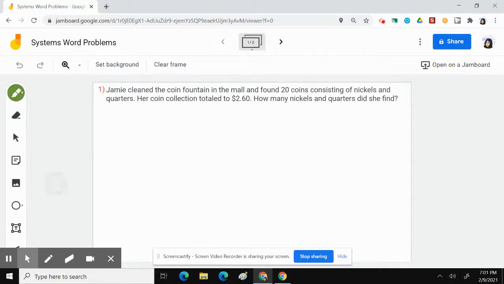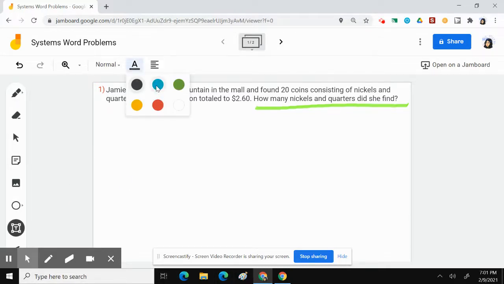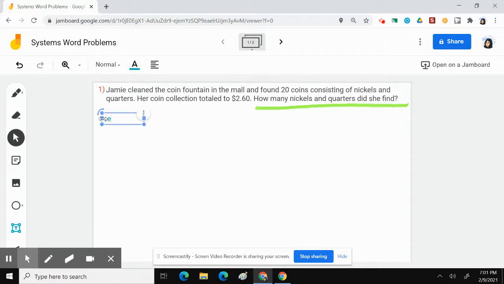So as always, we're going to start by looking at the last sentence of the problem because that's usually telling us what we're looking for. And it's asking us how many nickels and how many quarters did she find. So we're trying to determine the number of nickels and the number of quarters, both of which are in the fountain. So I'm going to make a let statement. I'm going to let n equal the number of nickels. I'm going to let q equal the number of quarters.